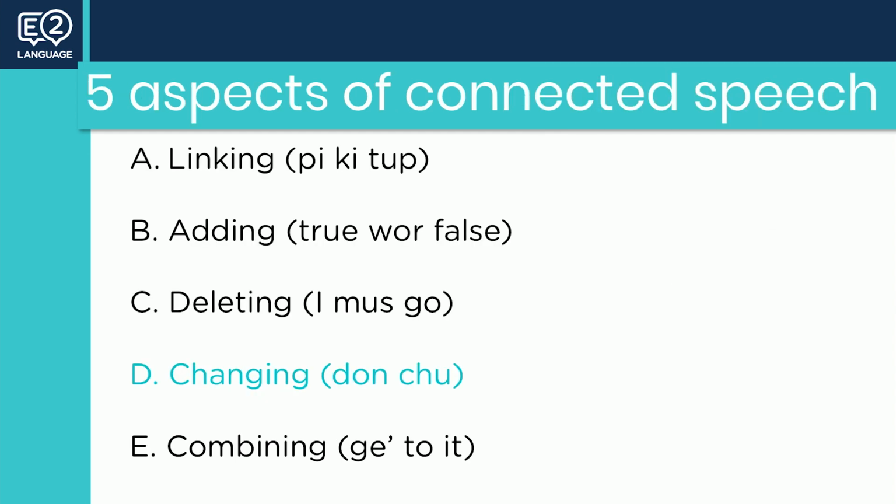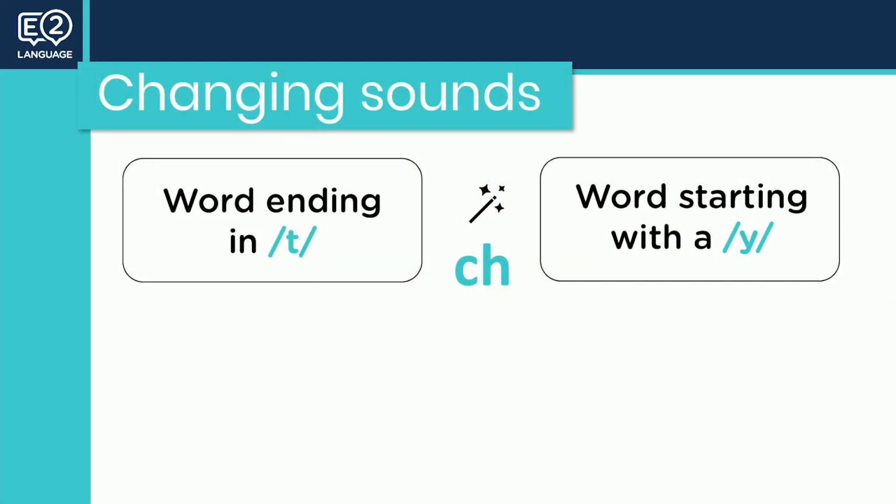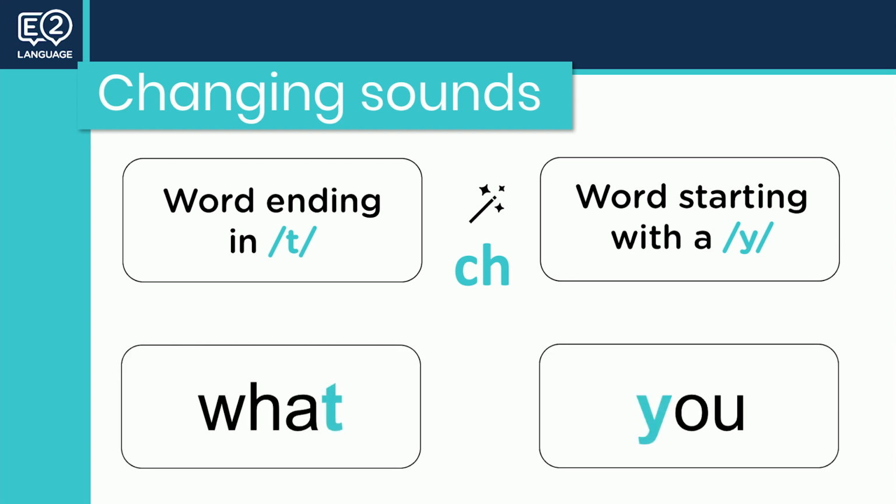Okay, so the next rule, D, is where we change a sound altogether. This one is very strange. And again, it's really important to understand this one, especially with very common phrases, they differ significantly from how they're written when they're spoken. Let's take a closer look at this rule. If we have a word that ends in a T sound and the next word starts with a Y sound, we transform the sound into a Ch sound. What the hell? Let's take a closer look here.